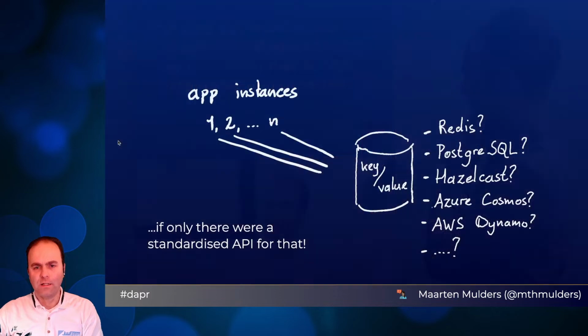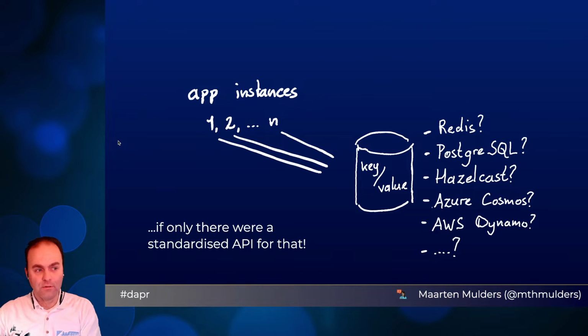Yeah, you're right. So maybe we shouldn't make a choice yet about Redis or PostgreSQL, Hazelcast or what else. But how are we going to be able to make a switch later if we just tie ourselves into one of them? Would there be a standardized API that covers all of them?